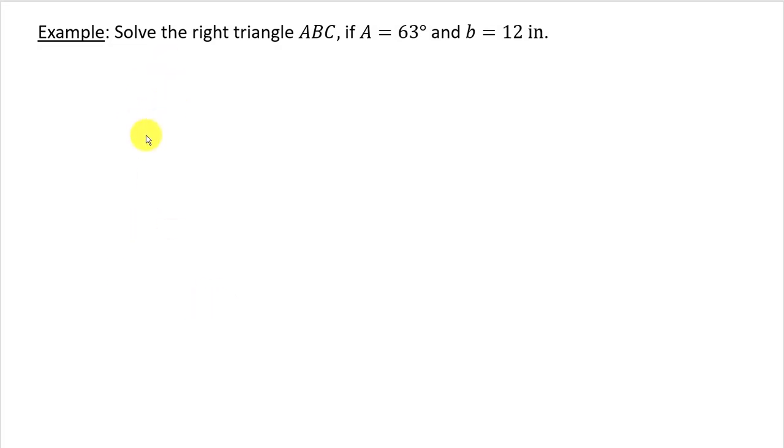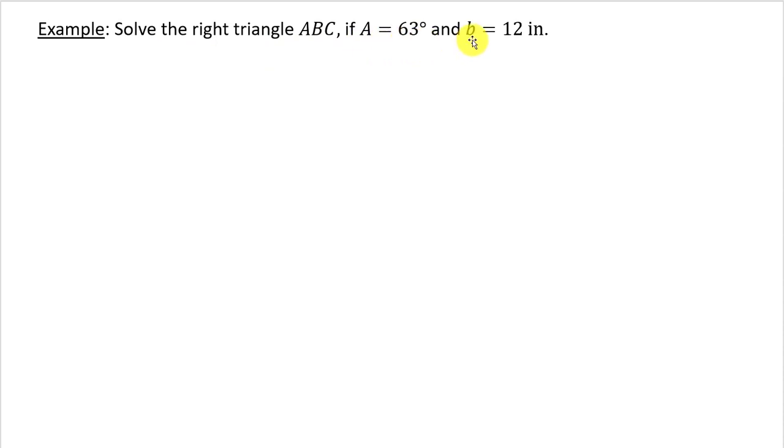Here's an example. We need to solve the right triangle ABC if A equals 63 degrees and b equals 12 inches. The very first and very important step when you're solving a right triangle is to make a labeled sketch.